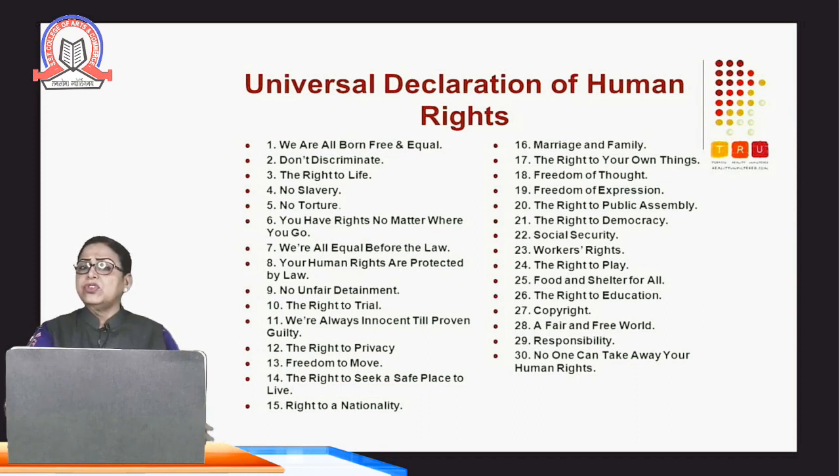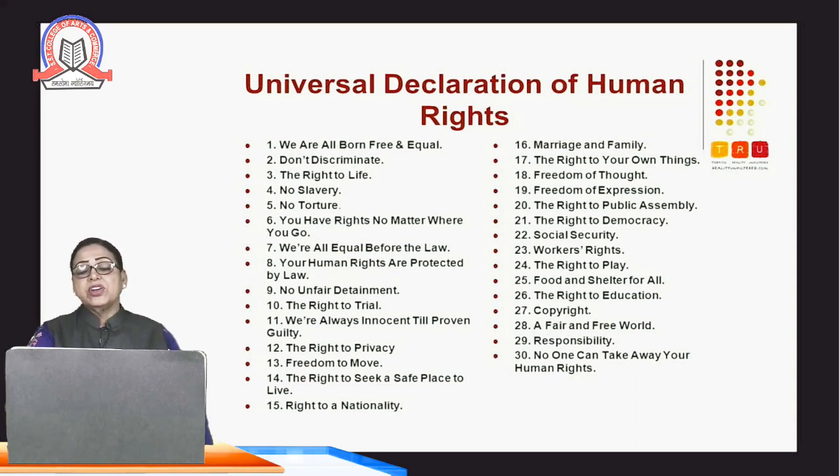The Universal Declaration of Human Rights gives us authority. Wherever we go, wherever we move, we possess equal human rights. In a nutshell, we can say all human beings of the globe possess more or less equal and similar rights. We are all equal before the law. Yes, if we compare ourselves within ourselves, we all are equal in the eyes of law. Your human rights are protected by law. Yes, of course, the government, law and constitution are supporting us in our human rights.